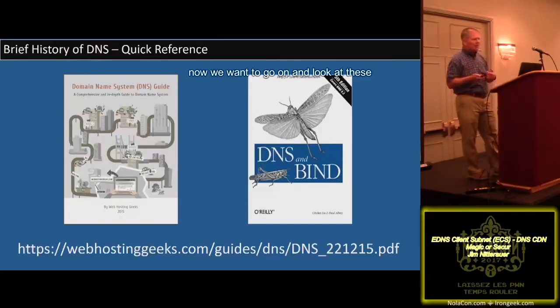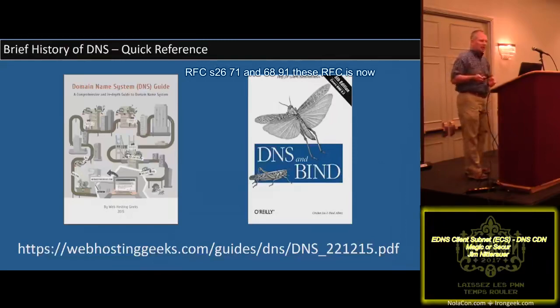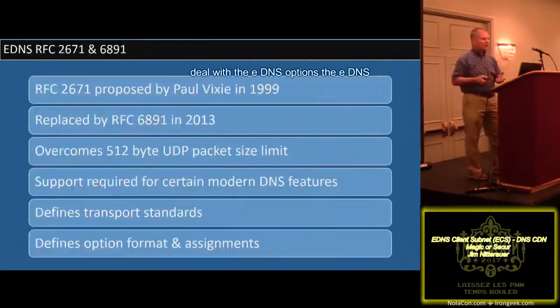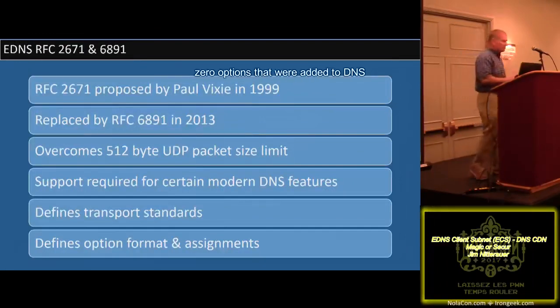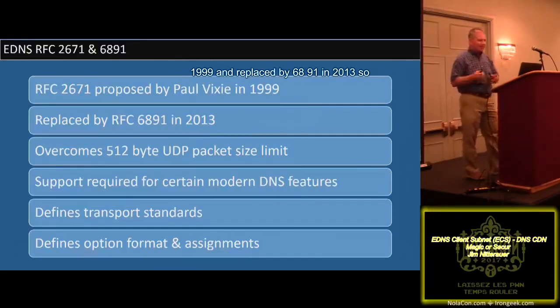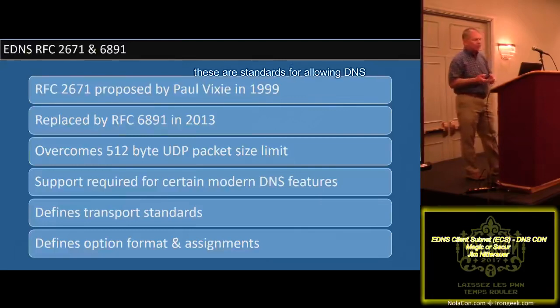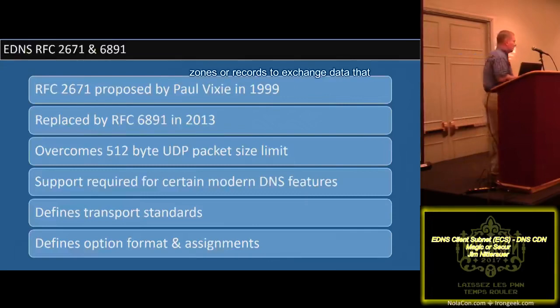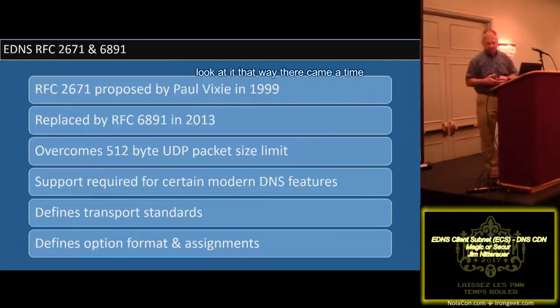So now we want to go on and look at these RFCs, 2671 and 6891. These RFCs deal with the EDNS options, the EDNS0 options that were added to DNS. These were proposed by Paul Vixie in 1999 and replaced by 6891 in 2013. These are standards for allowing DNS zones or records to exchange data that are longer than 512 bytes, basically. Look at it that way.